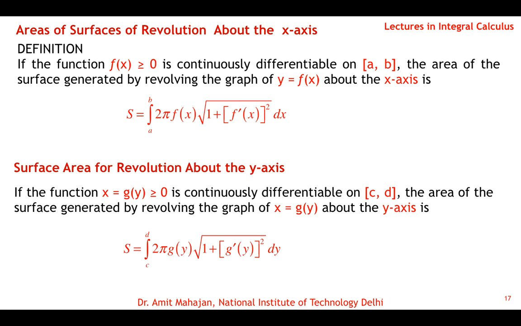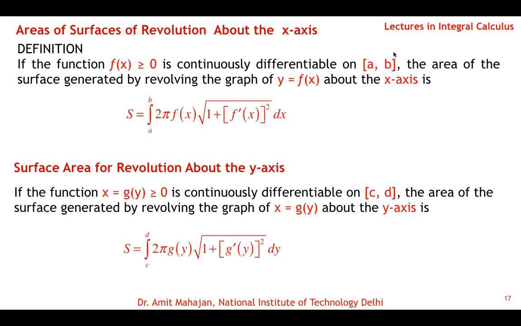Finally, one last topic is to find the area of the surface of revolution when it is rotated about the x-axis or rotated about the y-axis. If you have a function which is non-negative and continuously differentiable on the interval AB, the area of the surface generated by revolving the curve about the x-axis is given by this formula. If you rotate about the x-axis, we can do this similarly.